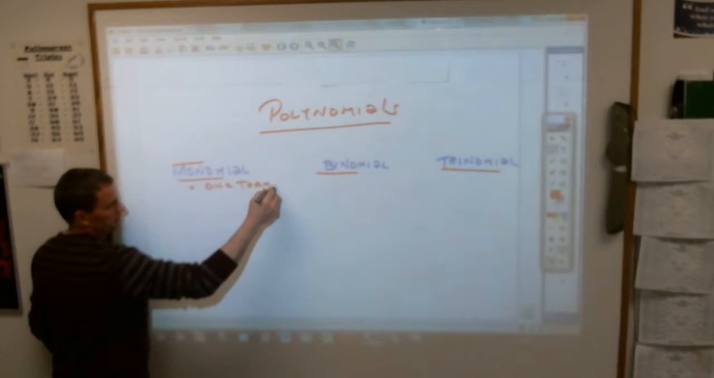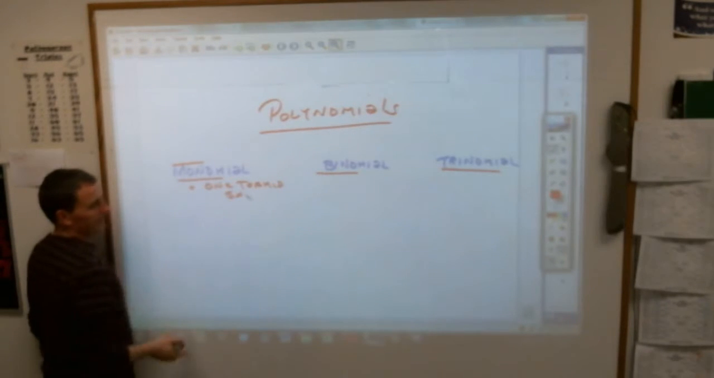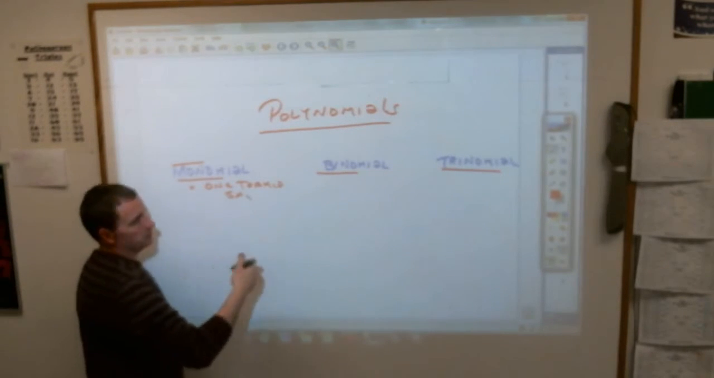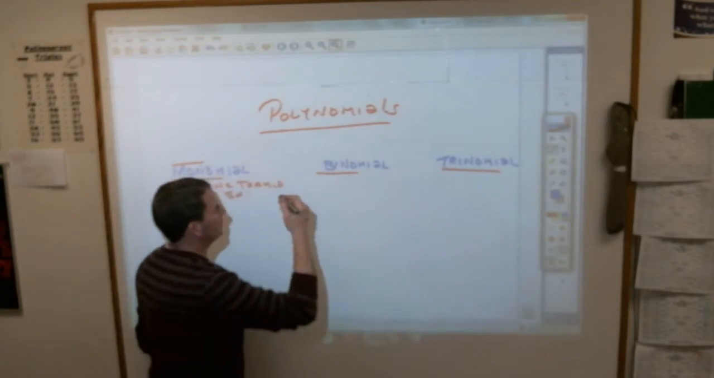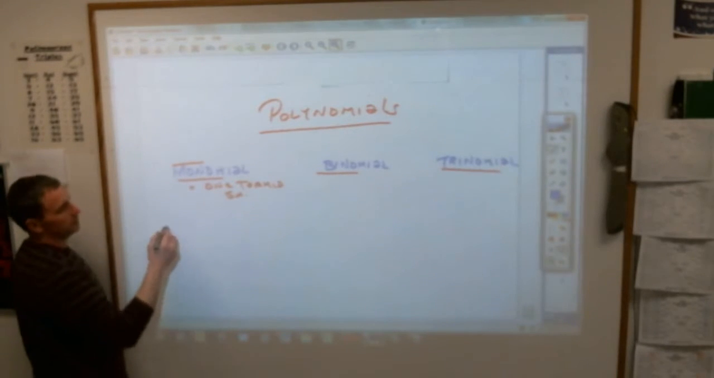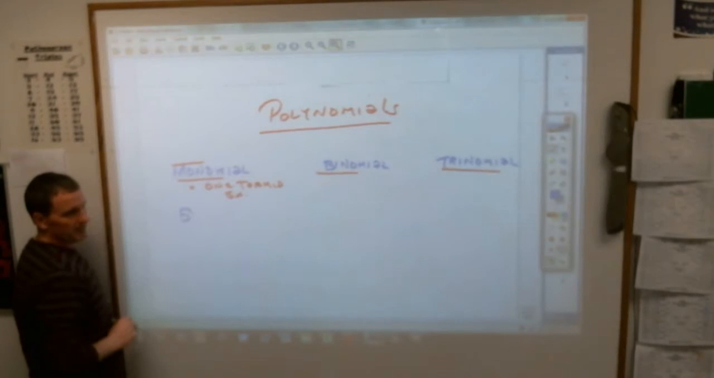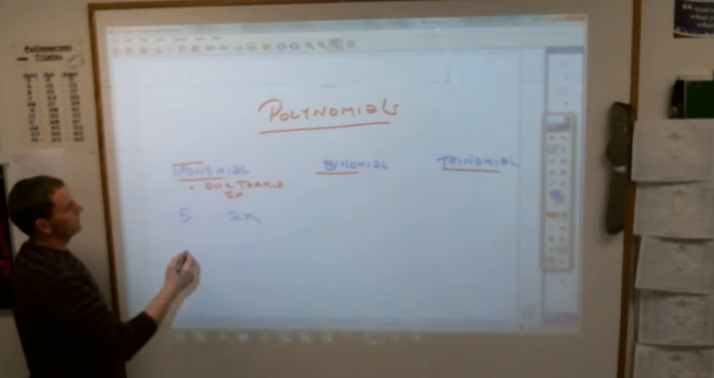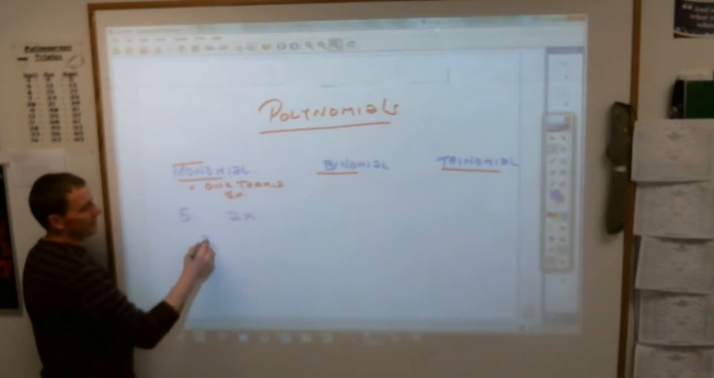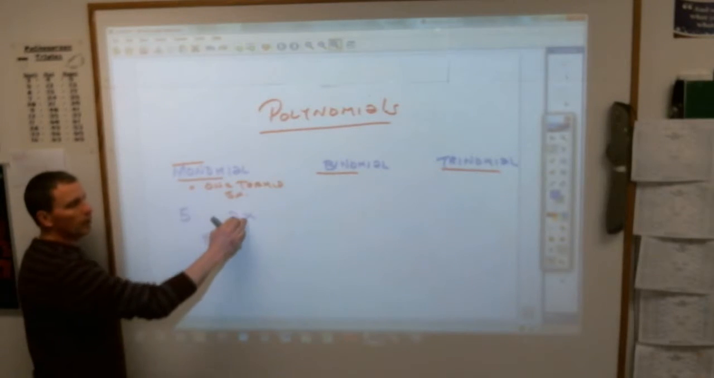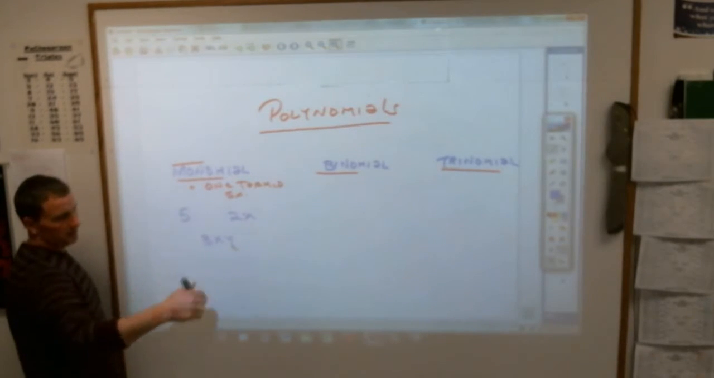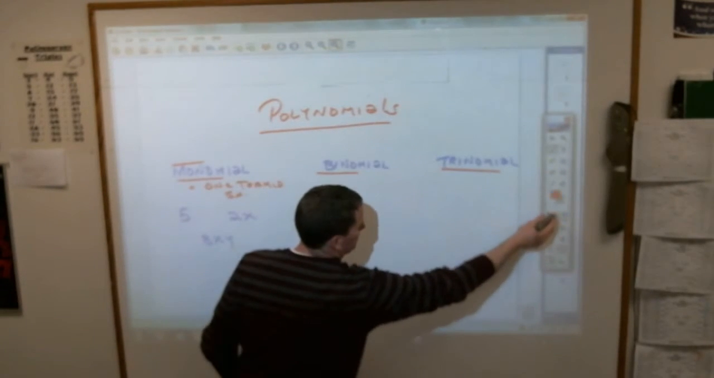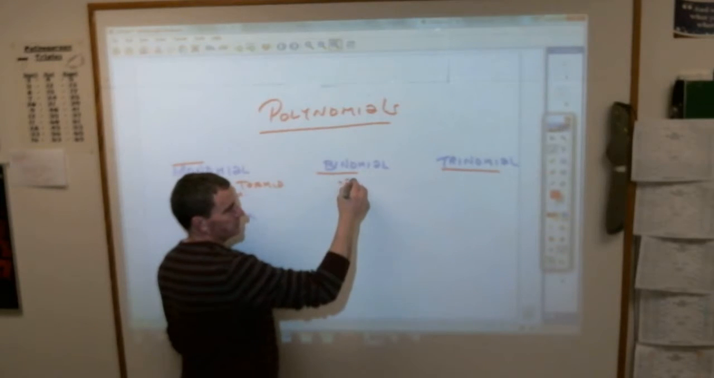one-termed expression. An example of a one-term expression would just be the number. I guess we should look at this. Well, here we go. 5. 5 is a monomial. 2x is a monomial. 3xy. They're all one term. If you see them in a phrase, that is a monomial. And it'll make more sense when we talk about a binomial, which is 2 terms.